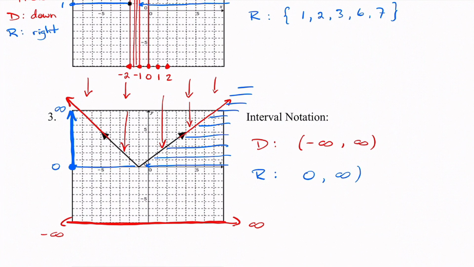Remember, infinity can't be contained, so it always has to have a round bracket. And then for the 0 here, I can see that I do have a shadow on my wall. So I am going to put a square bracket. That means there is a shadow, it is contained, it is in the range.